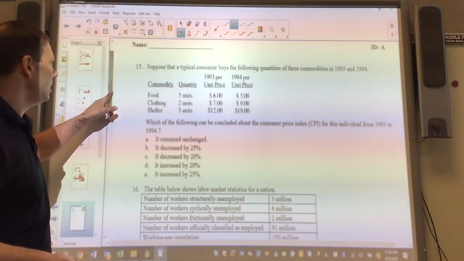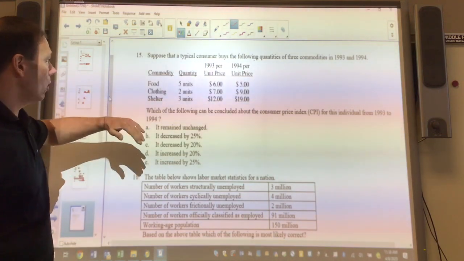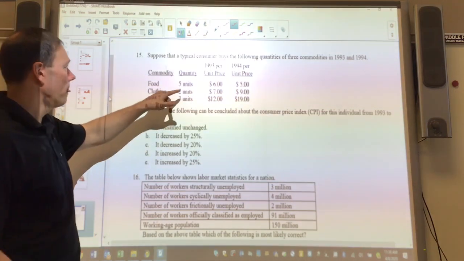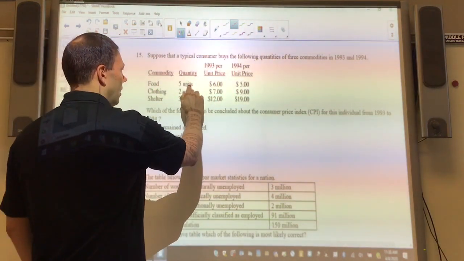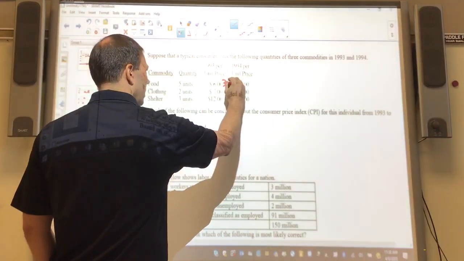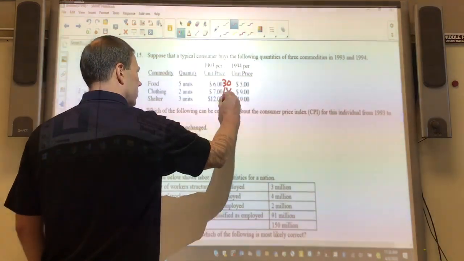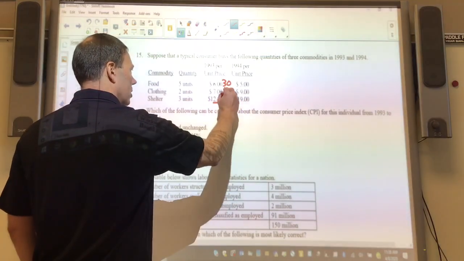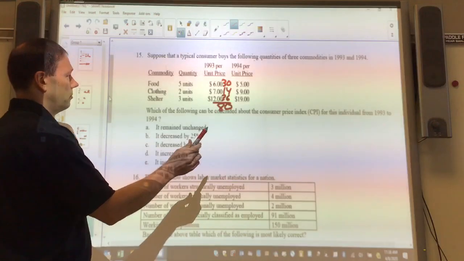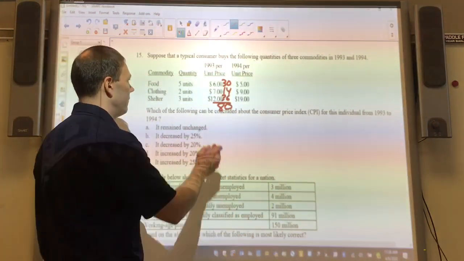Number 15, this is another CPI one, and talking about inflation. So let's calculate our CPI to start with. So here we've got 5 times 6, which is 30, 2 times 7, which is 14, and 3 times 12, which is 36. Add that up, and it should equal 80, if my math is correct. Okay, so the market basket in 93 is 80. Let's look at in 94.